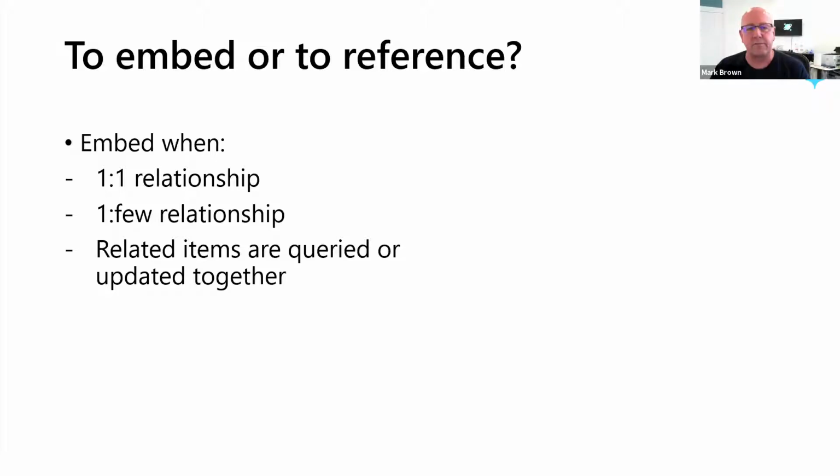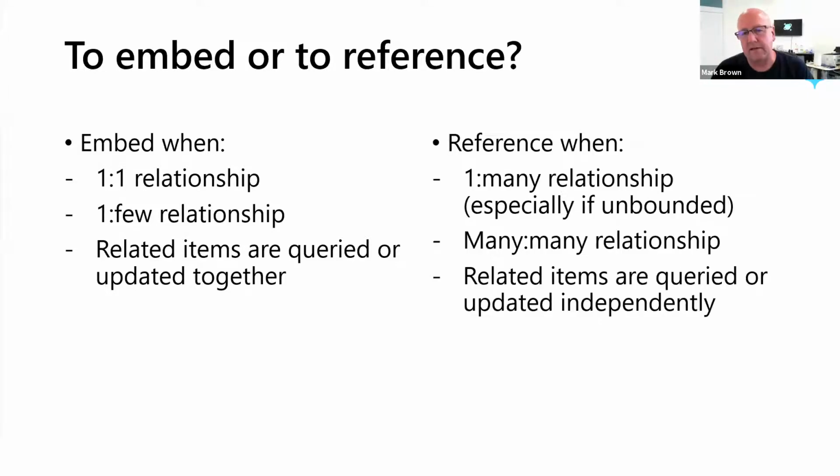The other scenario is if the related items are queried or updated together, which makes sense, right? Because the whole point, again, is we want to reduce the number of requests. The point is any database operations are going to be fast and efficient, and if you can do them with one operation, great. So if you can embed data, do it when the related items are queried or updated together.